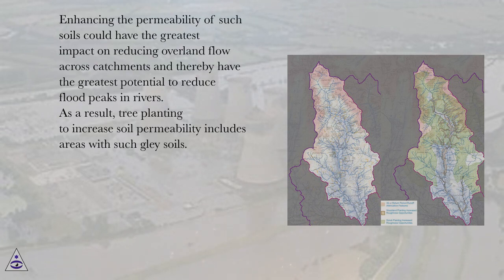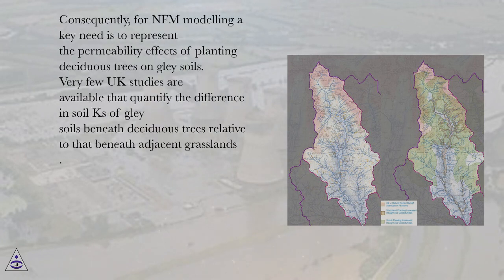As a result, tree planting to increase soil permeability includes areas with such gley soils. Consequently, for NFM modeling a key need is to represent the permeability effects of planting deciduous trees on gley soils. Very few UK studies are available that quantify the difference in soil Ks of gley soils beneath deciduous trees relative to that beneath adjacent grasslands.